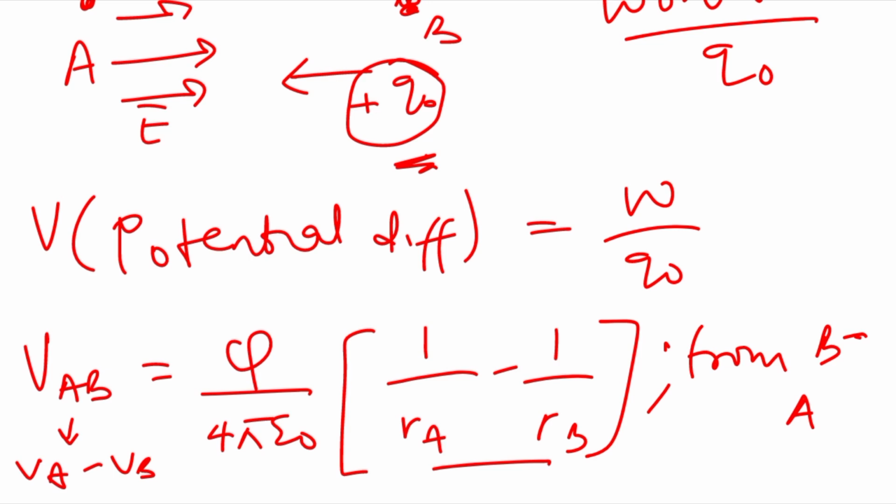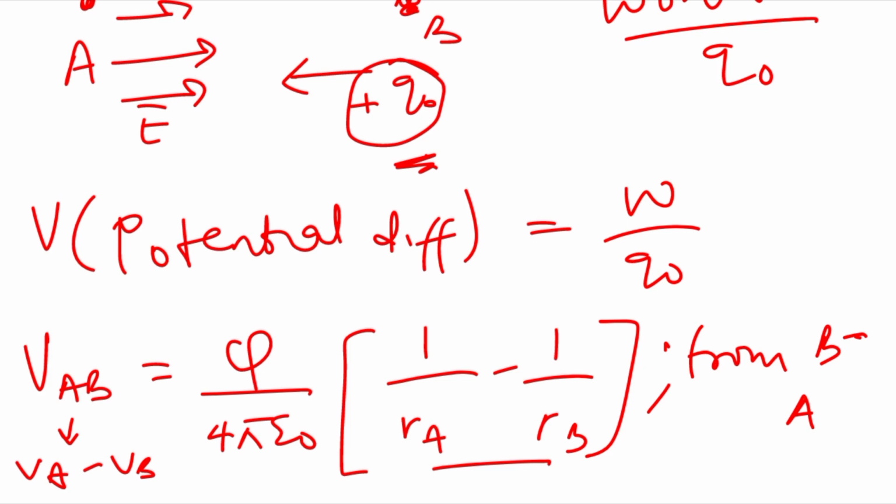Let's say we have a potential difference between 2 points. This is the formula we are going to use. It says that VAB, which is the potential difference between A and B, that means from B to A, equals Q over 4 pi epsilon naught, open bracket 1 over Ra, which is the distance from the point to point A, and then Rb, that means where the charge is residing to the point A.